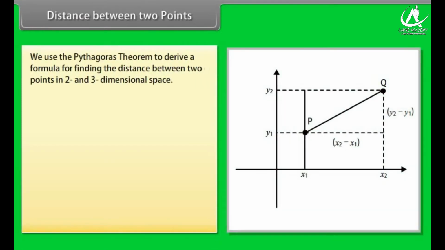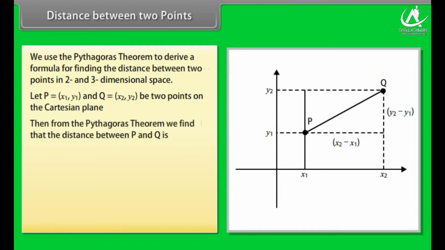Distance between 2 points. We use the Pythagoras theorem to derive a formula for finding the distance between 2 points in 2 and 3-dimensional space. Let P = (x1, y1) and Q = (x2, y2) be 2 points on the Cartesian plane as shown in the figure. Then from the Pythagoras theorem, we find that the distance between P and Q is PQ equal to square root of (x2 minus x1) squared plus (y2 minus y1) squared.